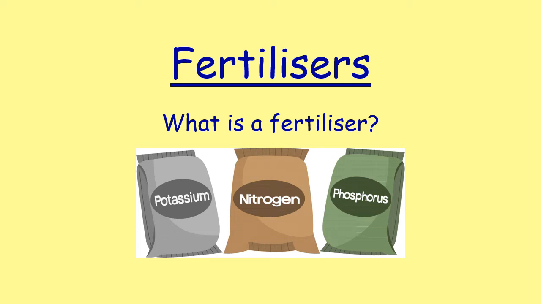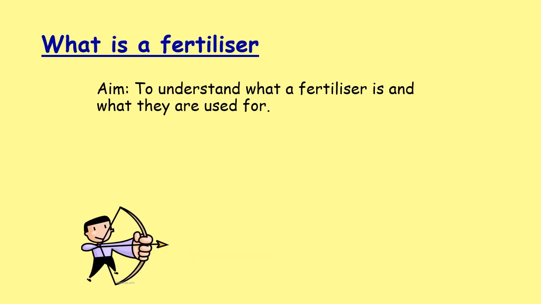So welcome to National 4, National 5 Chemistry. We are on Unit 3, which is Chemistry and Society, and this topic is all about fertilizers. Because this is our first lesson, what we're going to ask ourselves is, what is a fertilizer? Our aim for this lesson is to understand what a fertilizer is and what they are used for.